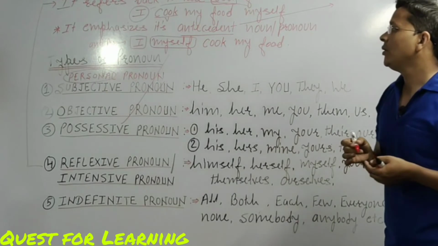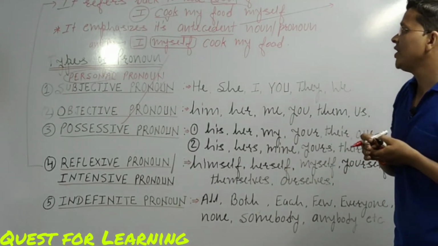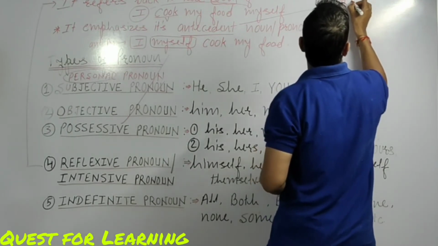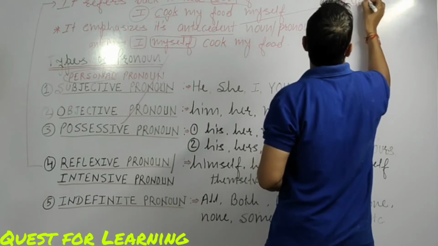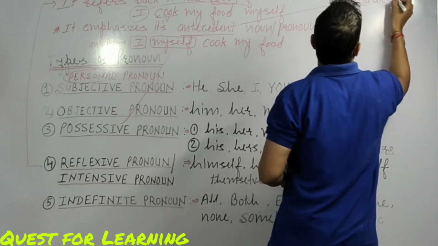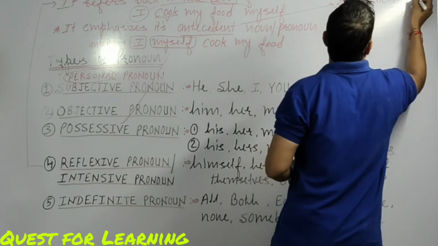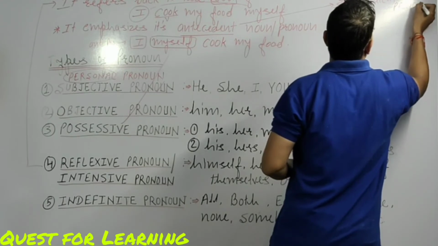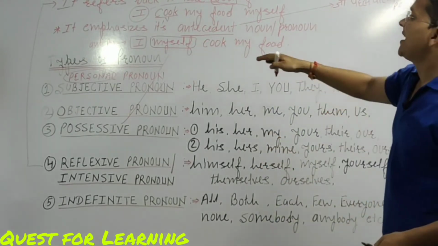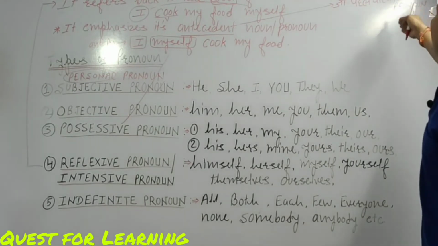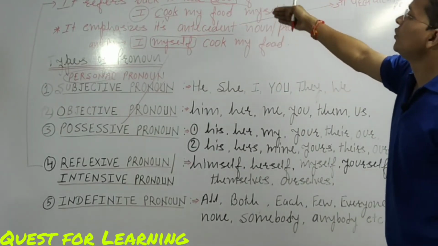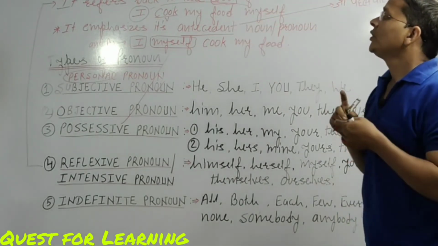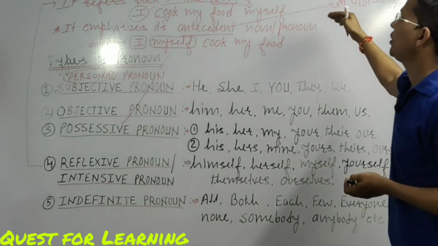If I explain in simple language, जो पहले वाला noun और pronoun हो. Okay, it emphasizes its antecedent. जो पहले वाला नाउन और प्रोनाउन होता है वो उसका एंटीसीडेंट कहलाता है. तो इट एम्फेसाइजेज इट्स एंटीसीडेंट, नाउन और प्रोनाउन.